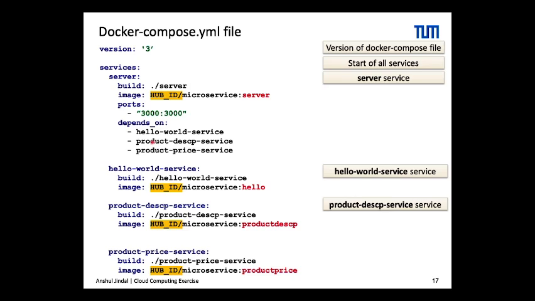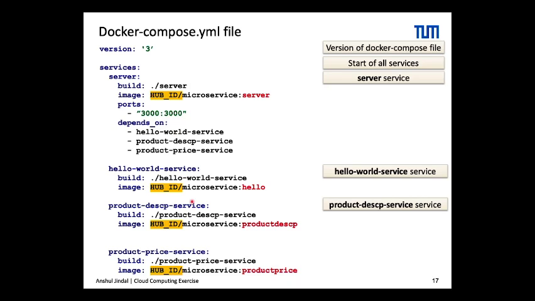The other interesting part is that these are not exposed on any port number because we are not exposing them to the outside user. The only service exposed to the user is this server service, so that's why the port number is only mentioned over here. These are internally accessed by this server service. And this hub ID, you have to replace it with your Docker Hub ID once you build these microservices.